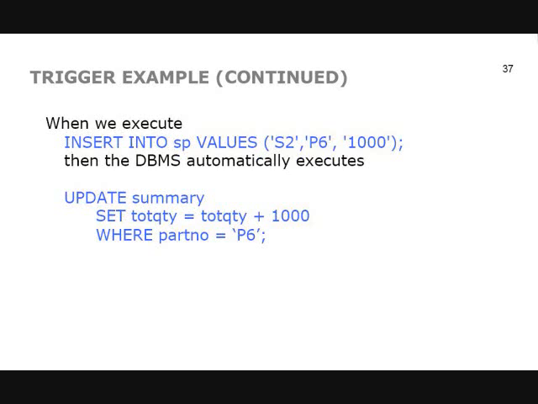And what that trigger is going to do is, if S2 is already in my table, then it will execute this. Update summary, set total quantity equal to total quantity plus 1000, which is my new quantity. If P2 was not in my table, then it will insert it in my summary table with a quantity of 1000, which will be my initial summary. Are we happy with this?